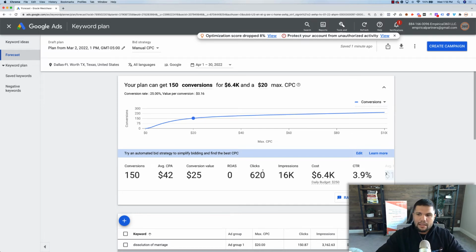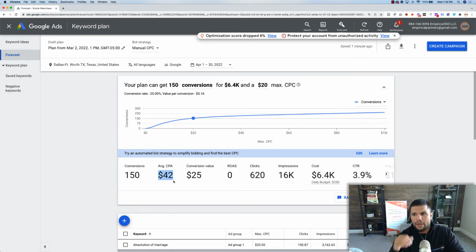So what we're going to say is if we're spending $6,400, which is a lot, and you get 620 clicks, meaning 620 people visit your site, and you convert those people at 25%, you're going to get about 150 leads a month at $42 a lead. Now, that was a whole lot of numbers. What does this mean for you?